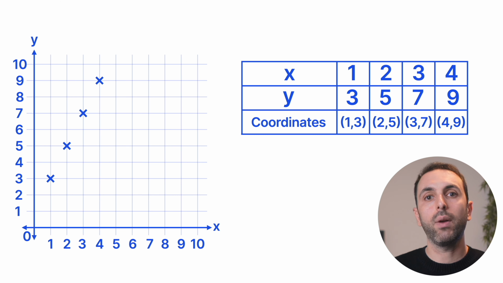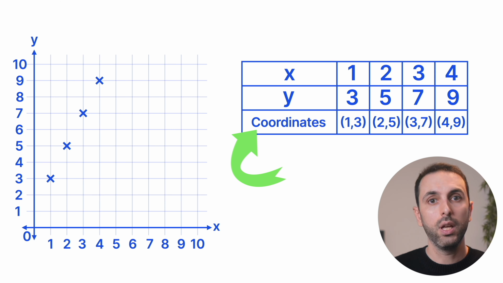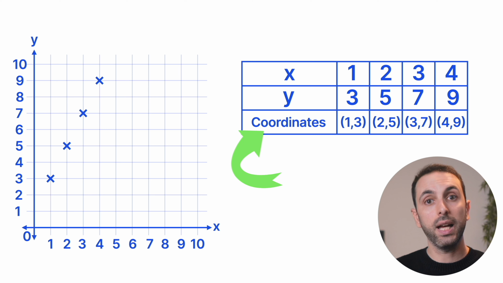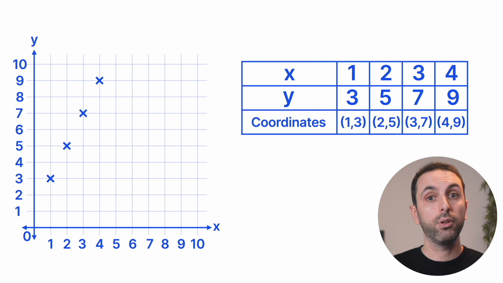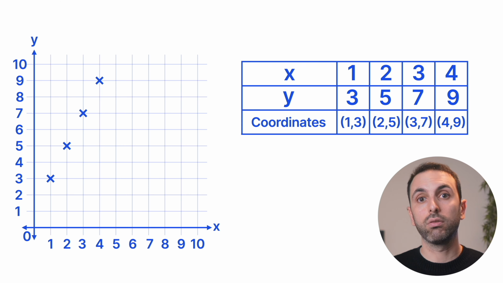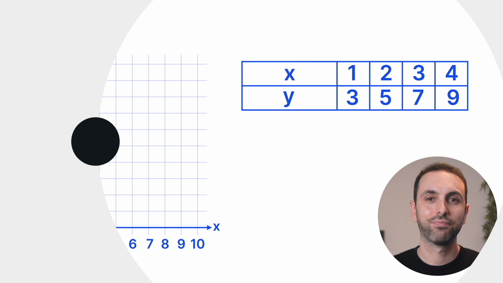In general, we don't actually need that new coordinates row that I wrote at the bottom of the table. This was there to just help you understand what coordinates I was about to plot on the axis. In future, I'm not going to write the coordinates row, and instead I'll just plot them right away.